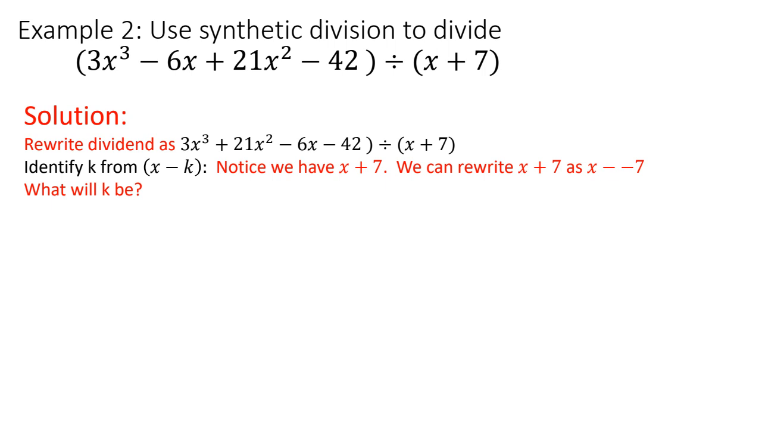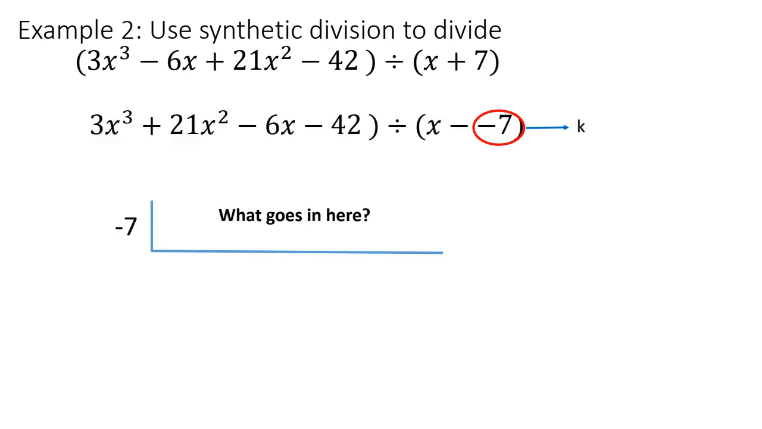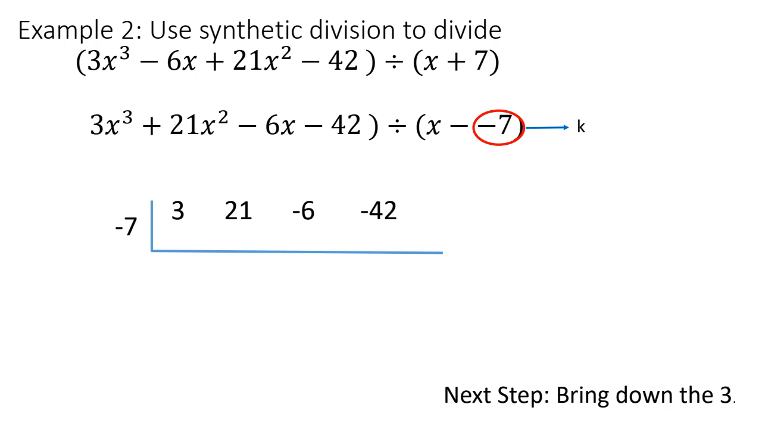3x cubed plus 21x squared minus 6x minus 42. But then the other thing to notice, there's a plus 7. And the formula says that I have to have it in x minus k. Again, for this to be a plus, that means that my k was a negative 7. Because a negative 7 with a negative symbol is going to give me that positive symbol. So then again, my k will be that negative 7. Yes? So now what goes inside my upside down house is all of the coefficients. Now that they're in the right order, it's 3, 21, negative 6, negative 42. Okay? Be careful with the signs.